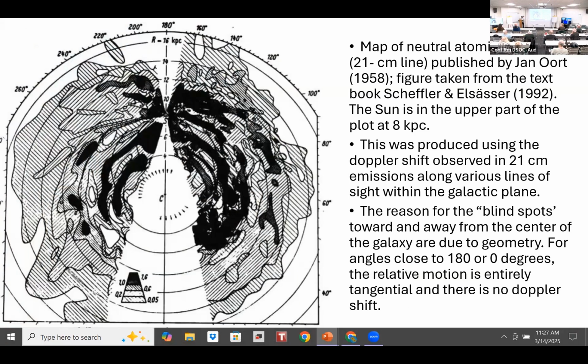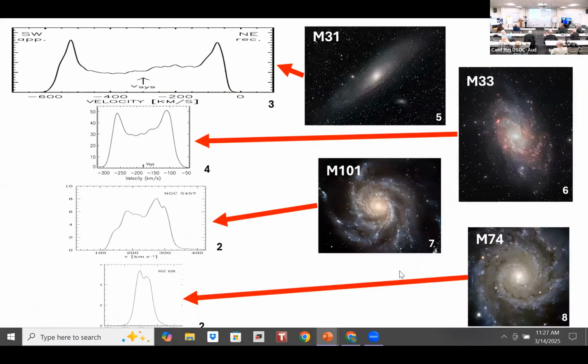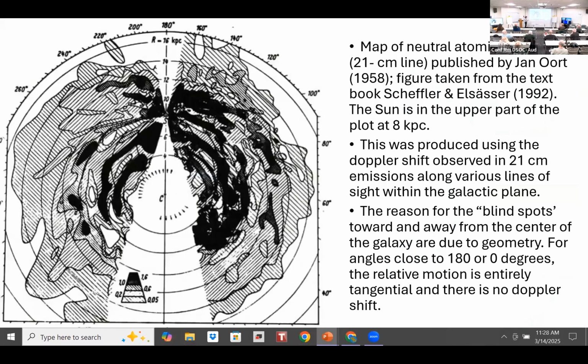So this is the map of the Milky Way that Jan Oort produced. You notice right in here, you've got these cones of blank where there's no data. It's because even though we can detect hydrogen in this region, the velocity is almost entirely tangential, so you don't get any useful Doppler shift information. So it doesn't give you any spatial data. It tells you, yeah, you have hydrogen, but there's no way to deduce structural information because there's no Doppler shift in these narrow cones around 0 and 180 degrees.